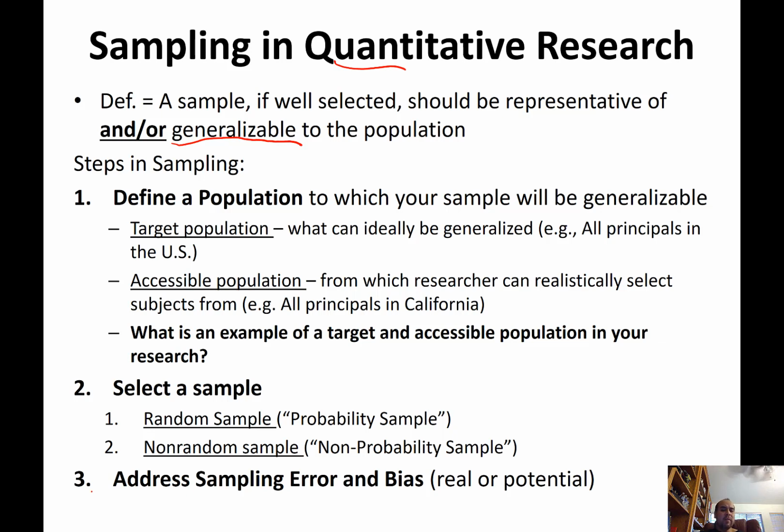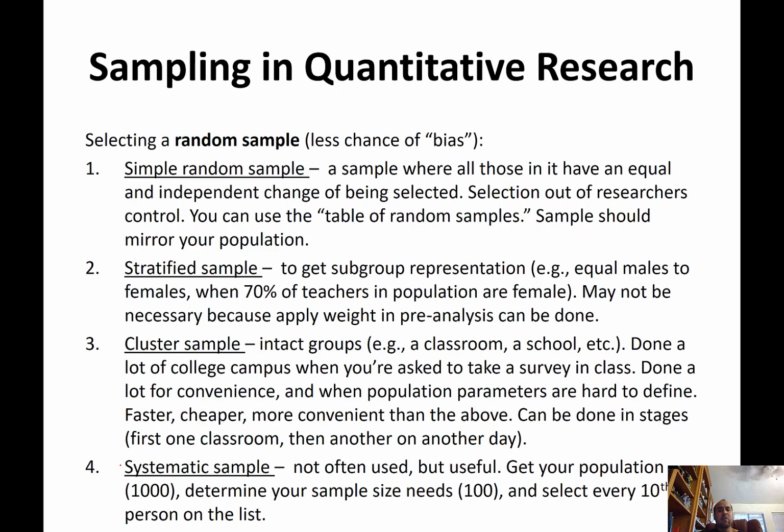And then number three, also addressing sample error and bias, real and potential, which we'll talk about a little bit later, but there's always that possibility of errors and bias within sampling. Okay, so in quantitative, again, we have the random samples, right? Remember, if we think back to chapter 1, random assignment in experimental studies are the most sound studies, the studies that are going to give you the greatest degree of certainty.